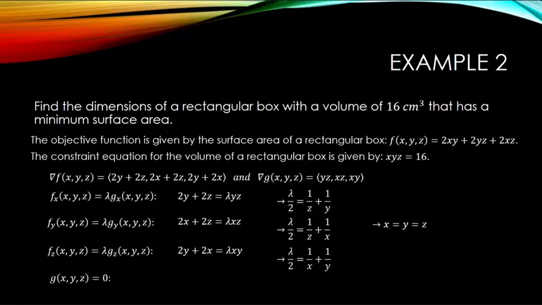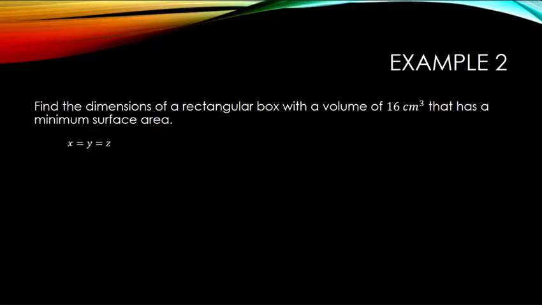Using my constraint function g of xyz is equal to 0, I get xyz minus 16 is equal to 0. Since x is equal to y is equal to z, all side lengths can be represented by the same letter. I'll pick x and have x cubed equal to 16. This tells me that x is equal to y is equal to z, and they are each equal to 2 times the cube root of 2.